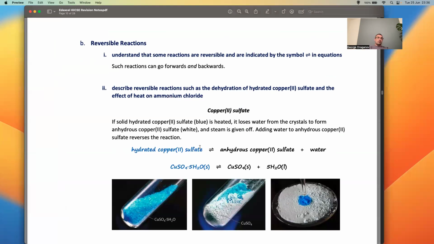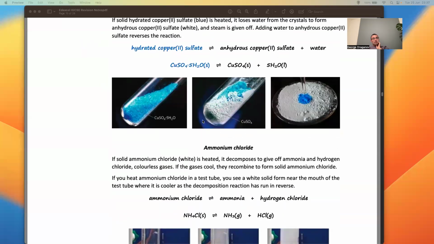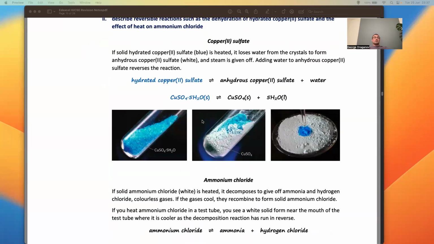Finally, I just want to mention what reversible reactions are. So reversible reactions are ones that can go forwards and backwards, and they're shown by this symbol here. So forward and then backward. The particular reversible reactions that you need to know are the copper sulfate one and the ammonium chloride one. So you will see this again in the equilibria topic, but for now, it's just for you to be aware of the reversible arrow.